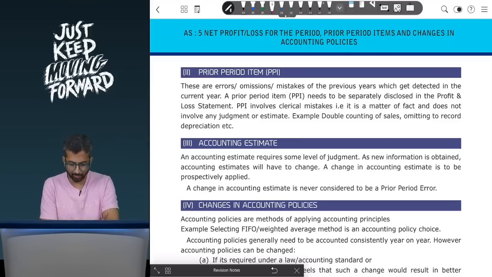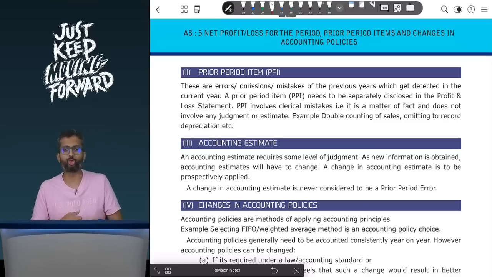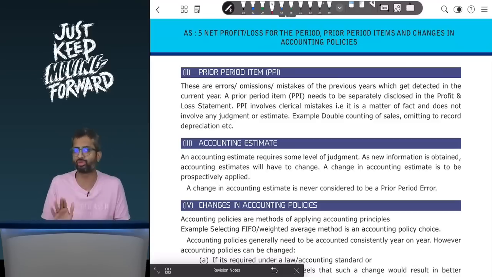Okay. Next, you have accounting estimates. So when you look at an accounting estimate, useful life of an asset, salvage value, these are all estimates, and estimates are linked to judgments, and judgments can change. So if there's a change in accounting estimate, it has to be applied prospectively.